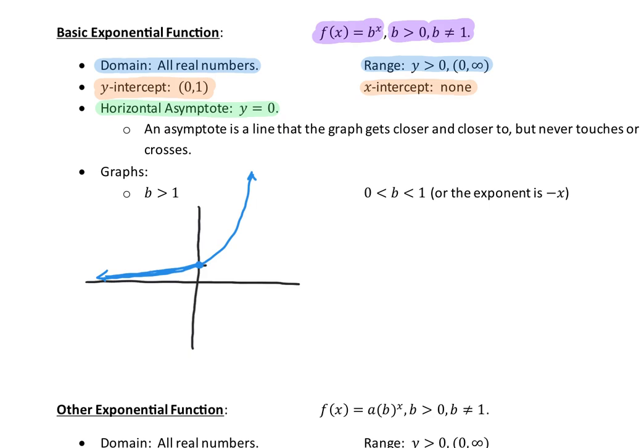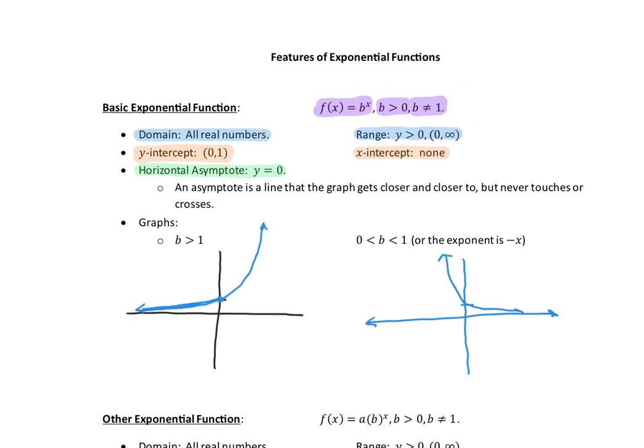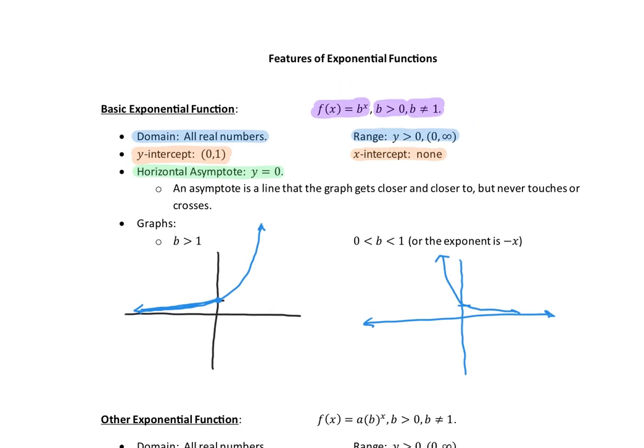Our second option is if b is between 0 and 1. And just so you know, sometimes they denote this with a negative x as the exponent. And what this basically looks like is we have a decreasing curve. For both of them, we're going to get closer and closer to the x-axis, whether it be on the left side or the right side. All right, so these are our basic exponential functions.